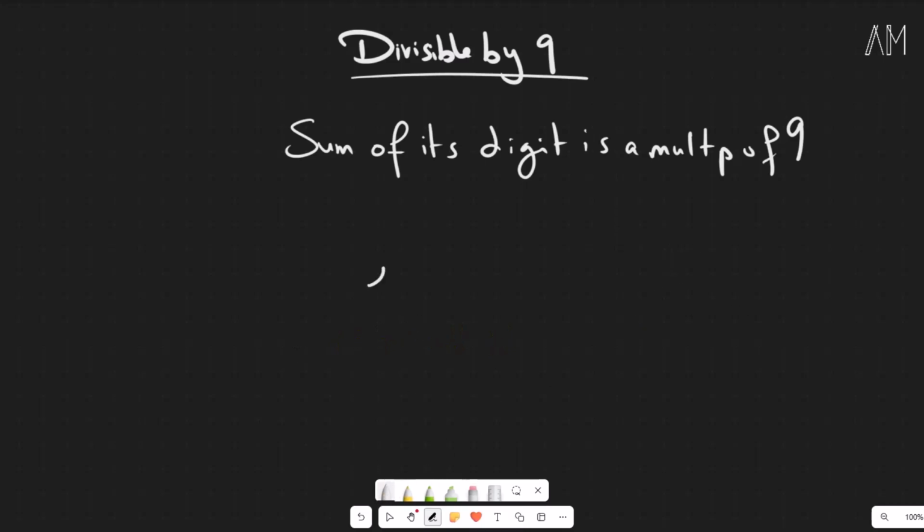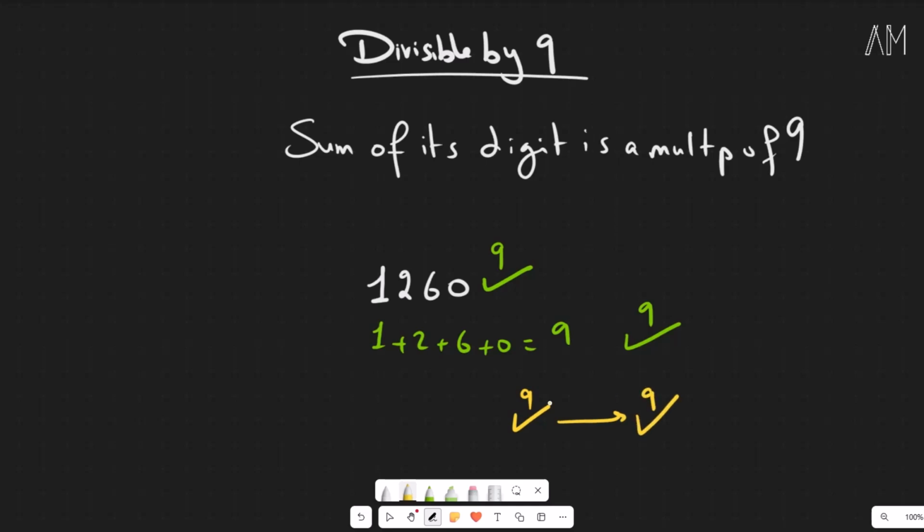So let's take another example. Let's say 1260. Why not? In this case, I will add them up. So 1 plus 2 plus 6 plus 0 gives me 9. And 9 is a multiple of 9, so I can say that this number is divisible by 9. And let's take this note. If a number is divisible by 9, that means for sure it is divisible by 3, since 9 is a multiple of 3. So there we go.